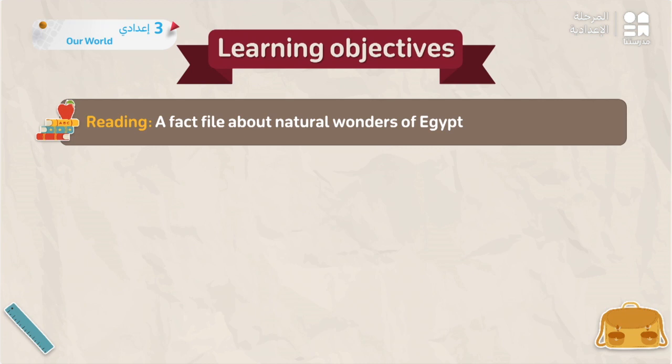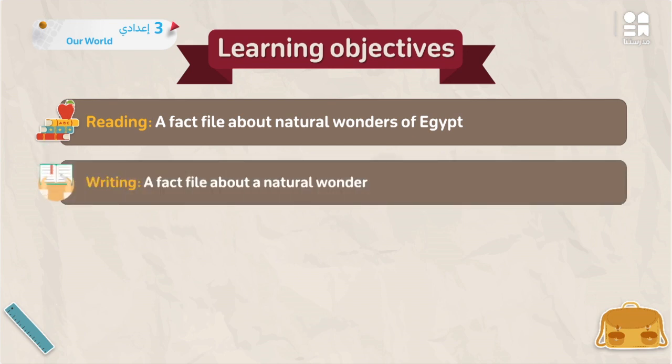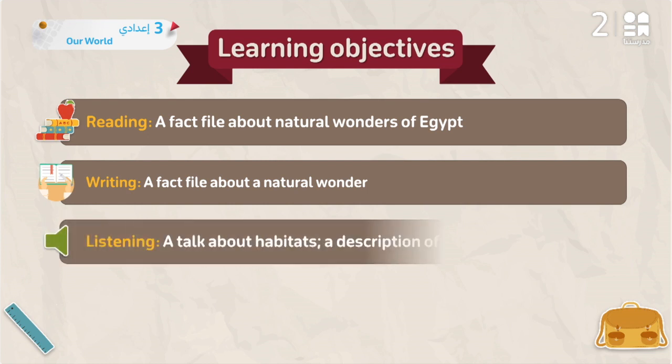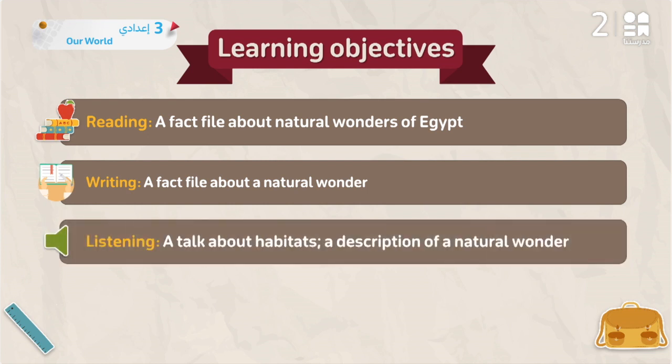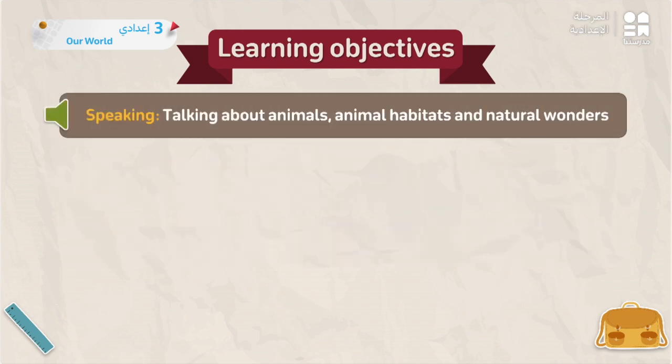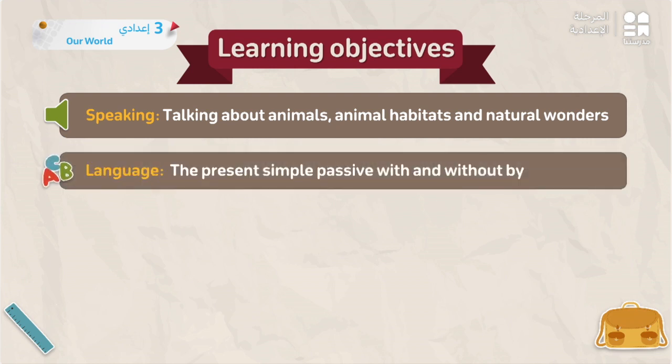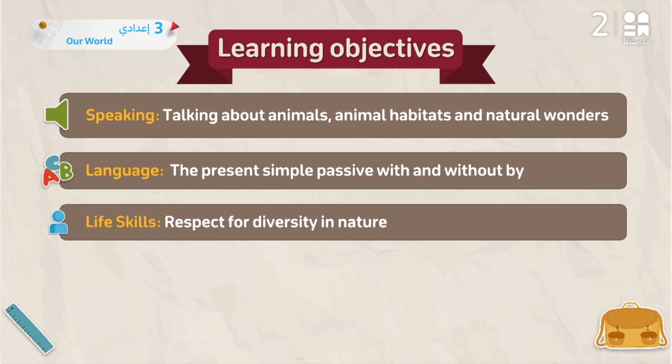By the end of this lesson, you will be able to read a fact file about natural wonders of Egypt, write a fact file about a natural wonder, and listen to a talk about habitats, a description of a natural wonder. And for speaking, you should be able to talk about animals, animal habitats, and natural wonders. For language, you should be able to know the present simple, passive, with and without by. And as a life skill, you're going to learn how to respect diversity in nature.